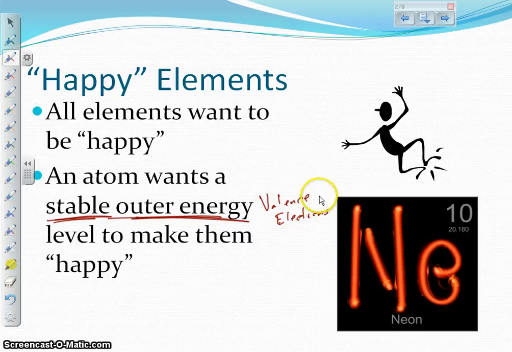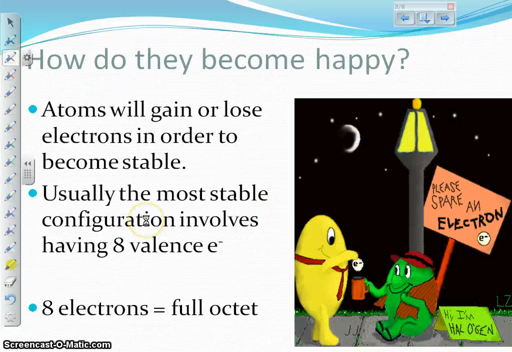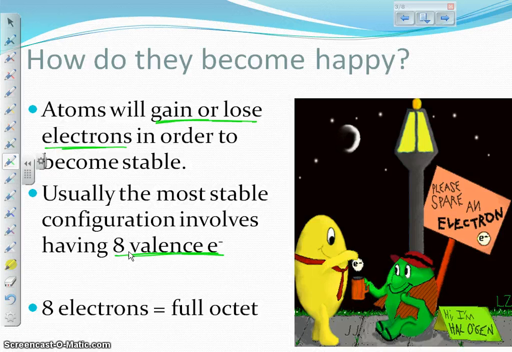All atoms want to get a stable outer valence electron shell, or a stable outer energy level. The way that happens is that atoms are going to gain or lose electrons to become more stable. Realistically, what they want is to have 8 valence electrons on their outer energy level, because 8 electrons means they have a full octet.